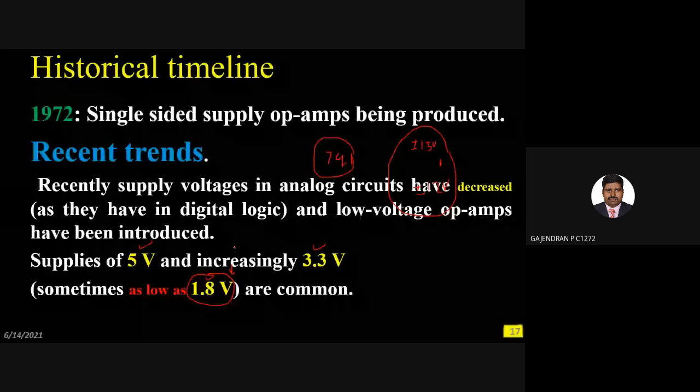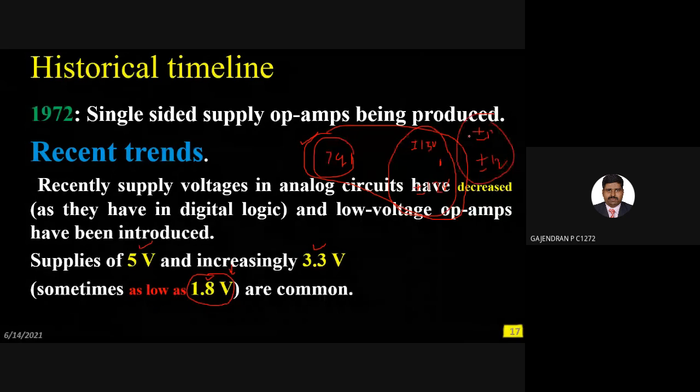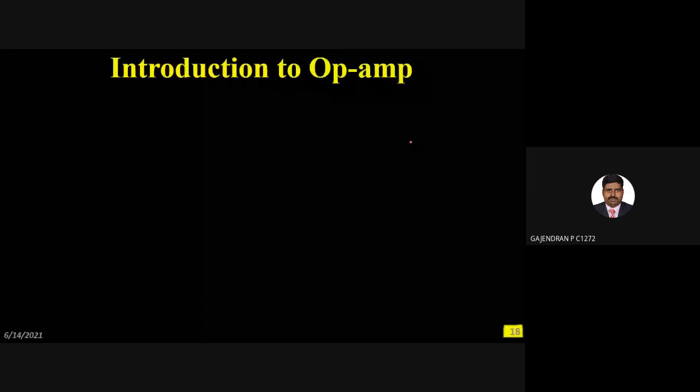Okay, so see, in our discussion, we are considering these 741 ICs also. That means our supplies will be nearly plus or minus 15 volt or plus or minus 12 volt, like that. So these are the supplies that we are going to discuss in our syllabus. So we are considering the 741 and these kinds of supplies. So this is just the historical timeline that I want to convey to you. This is for your better understanding only.